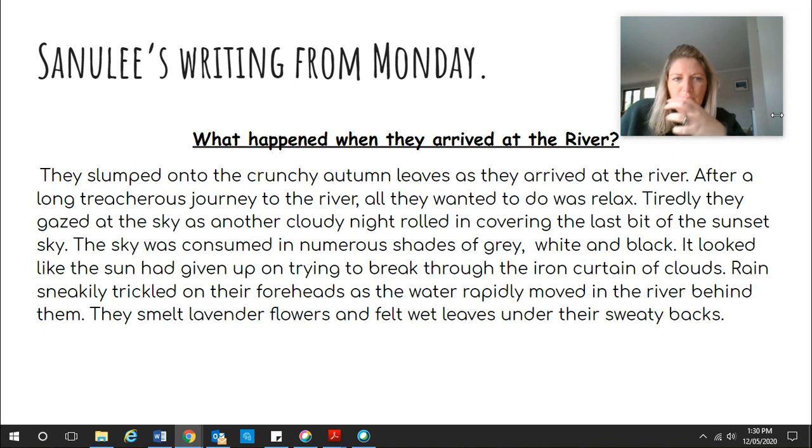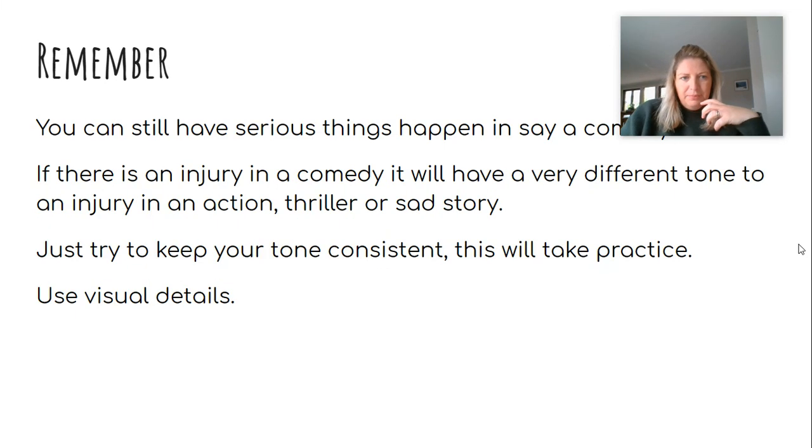So another great word. They gazed, another fantastic descriptive word, at the sky as another cloudy night rolled in, covering the last bit of the sunset sky. Then she's used, the sky was consumed in numerous shades of grey, white, and black. So she's using colours to help us imagine it. That's a really great piece because she's really putting us in the place of the reader.